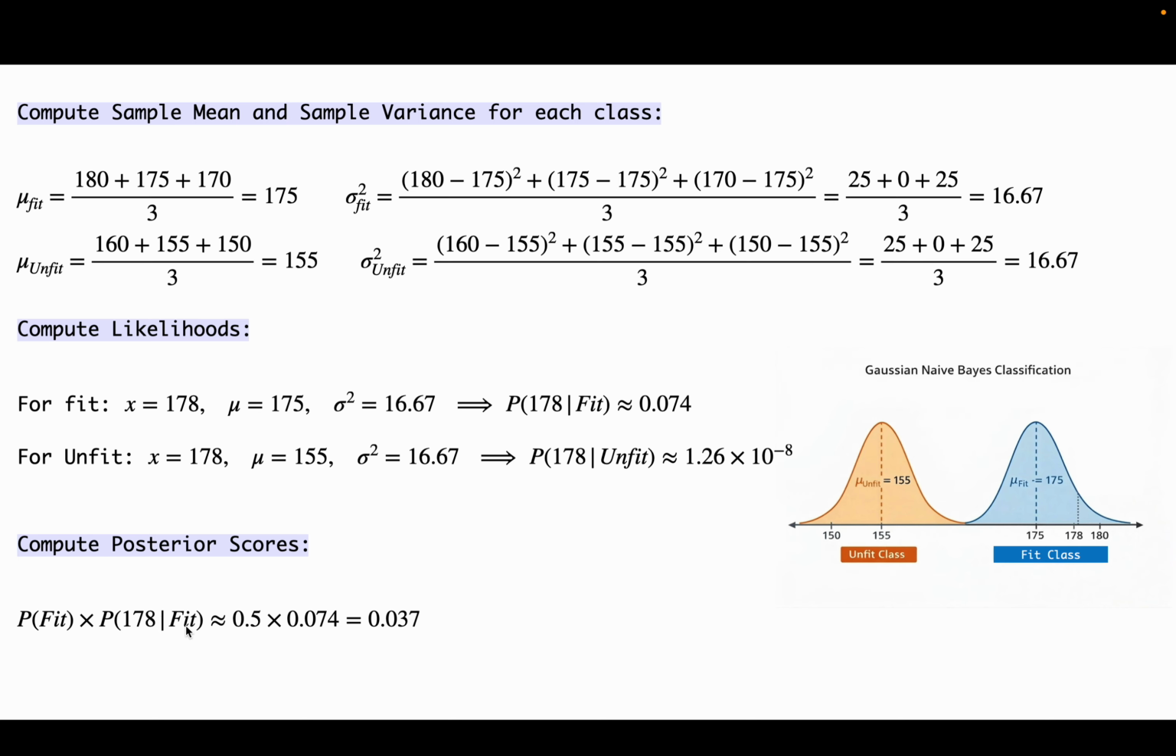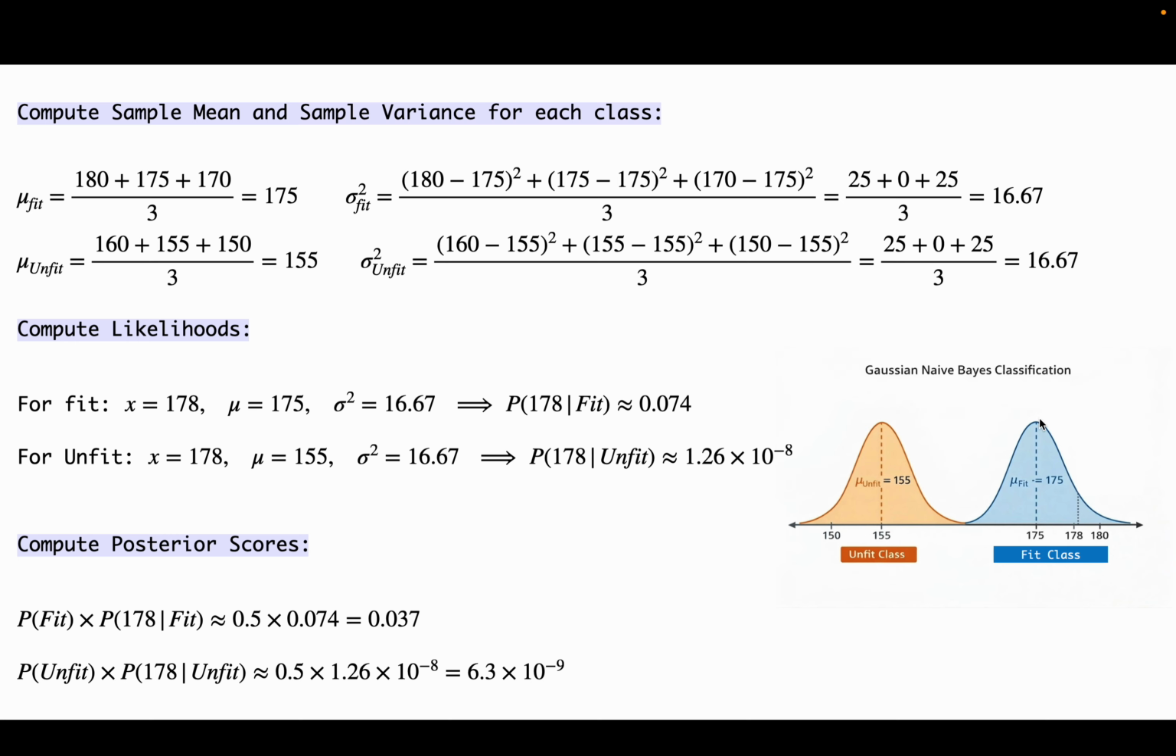So when you multiply this, we get a probability of 0.037, and when you multiply this we get a very low value. By just comparing these, although these two values are not actually the posterior probabilities, because there is an evidence term which should be in the denominator, since it is common for both terms, for comparison it is enough for us to find just the numerator and find out which class it belongs to. So since this value is more, we say that 178 belongs to class fit.